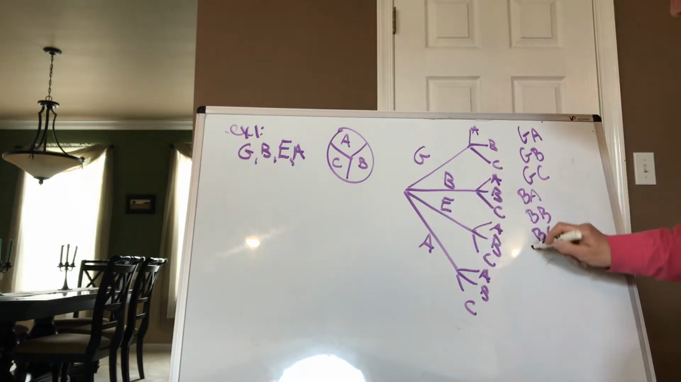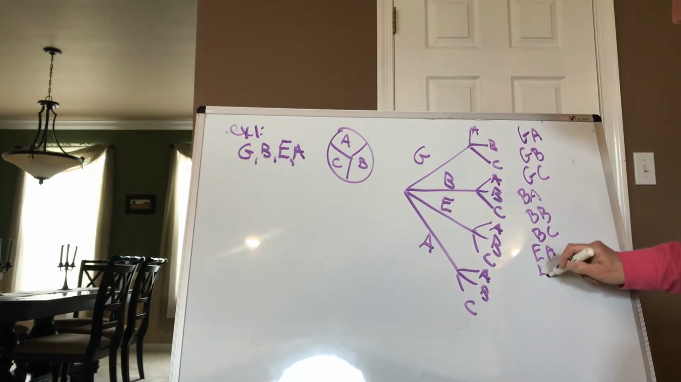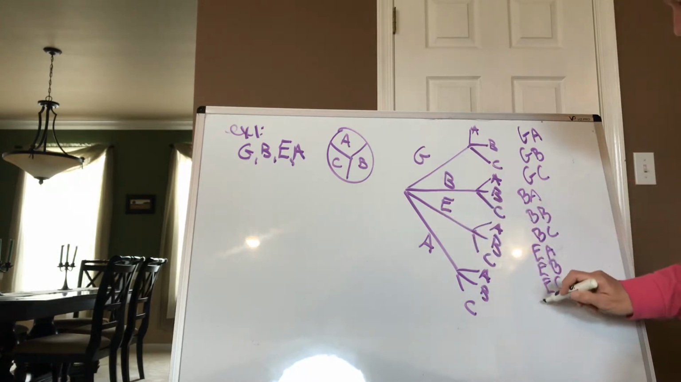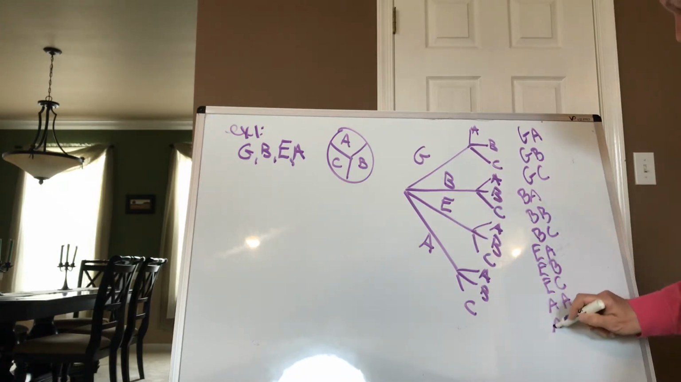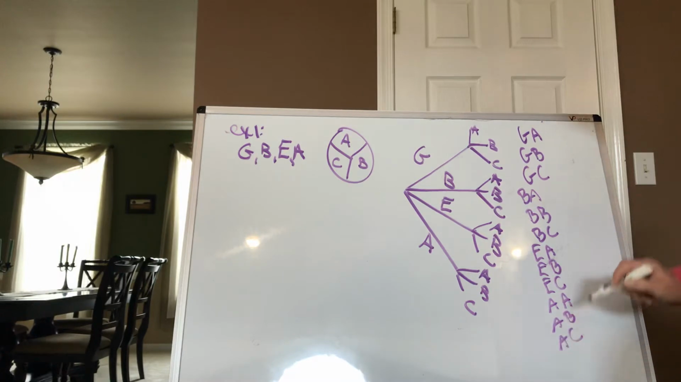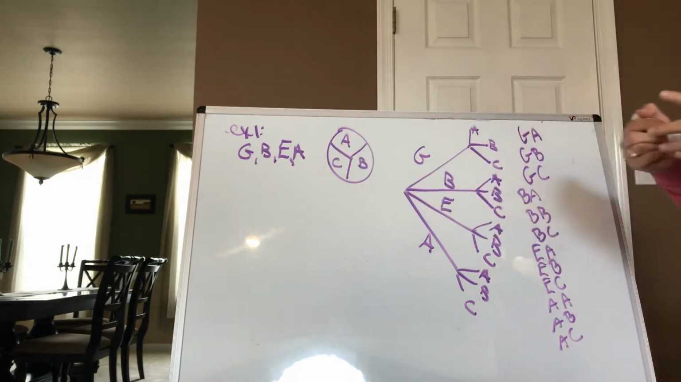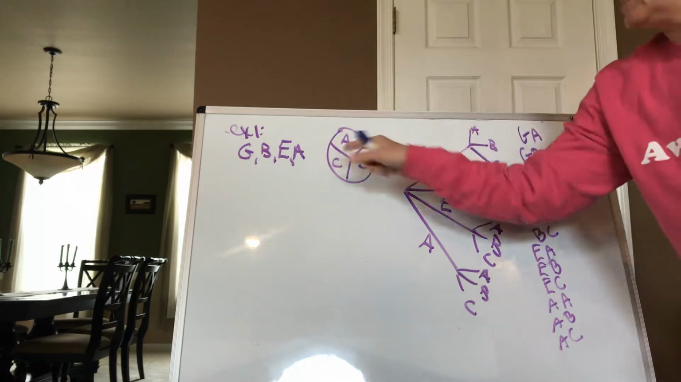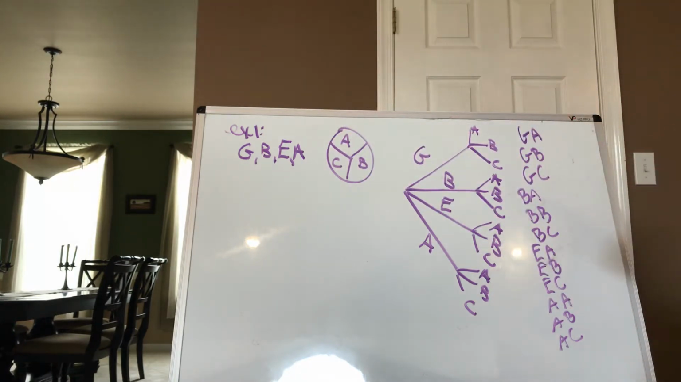Next one, I could pick an E and spin an A, an E and a B, an E and a C, and last but not least, an A and an A, an A and a B, an A and a C. So, if we pick a tile, and then spin a spinner, these are all of our outcomes. Every single outcome. That's all we could get if we did this experiment.